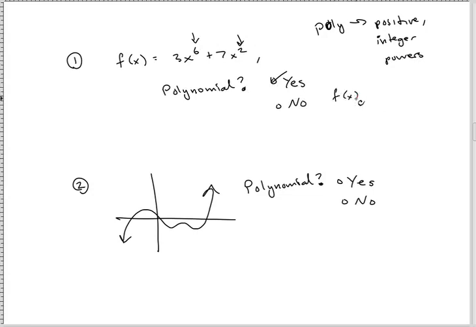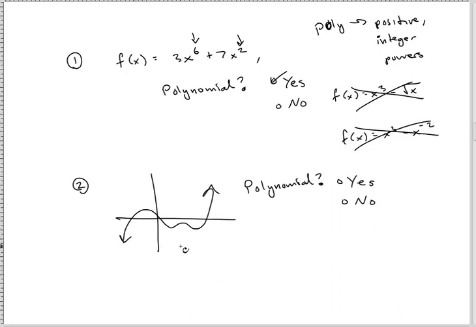Here's another example. Let's say I had x cubed minus square root x. Is that a polynomial? No. This is fine, but this is a half power, and that's not an integer. Okay, what about if I had x cubed minus x to the negative 2? Again, the 3 is fine, but this negative 2 is not positive, so that's not a polynomial.